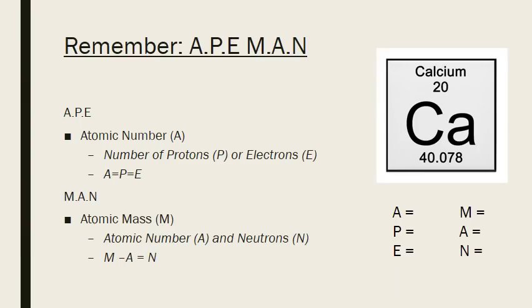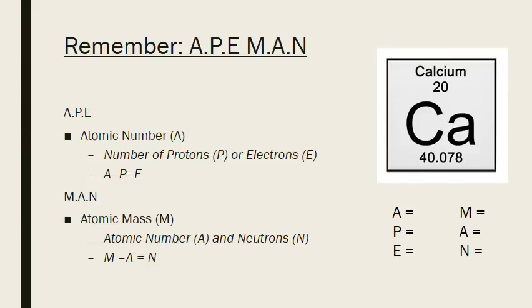So, just a few things. A way to remember the calculations is with the acronym APE-MAN. So APE, we're talking about the atomic number. APE is the number of protons, which is P, or the number of electrons, which is E. So A equals P equals E, APE. So the atomic number is always going to be the number of protons or electrons.